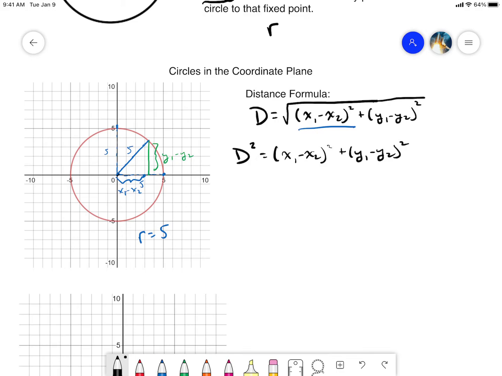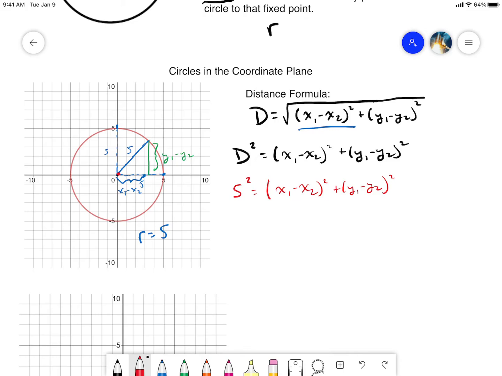Now, the reason I asked us to find that distance is we already know that the distance from 0 to any point on that circle is 5. So we actually know what d is already. It's our radius. If I was to write the equation of this particular circle, I know that 5 squared would have to equal (x1 - x2) squared plus (y1 - y2) squared.